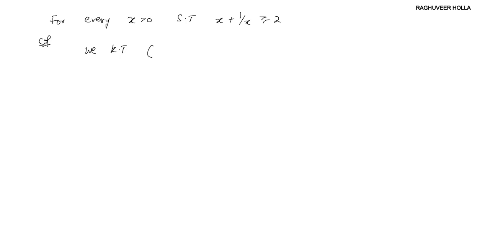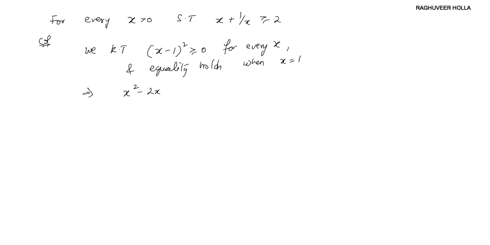Okay. Let us see the solution. We know that (x minus 1) whole squared is greater than or equal to 0 for every x. Okay. And equality holds when x is equal to 1. So this implies that x squared minus 2x plus 1 is greater than or equal to 0.